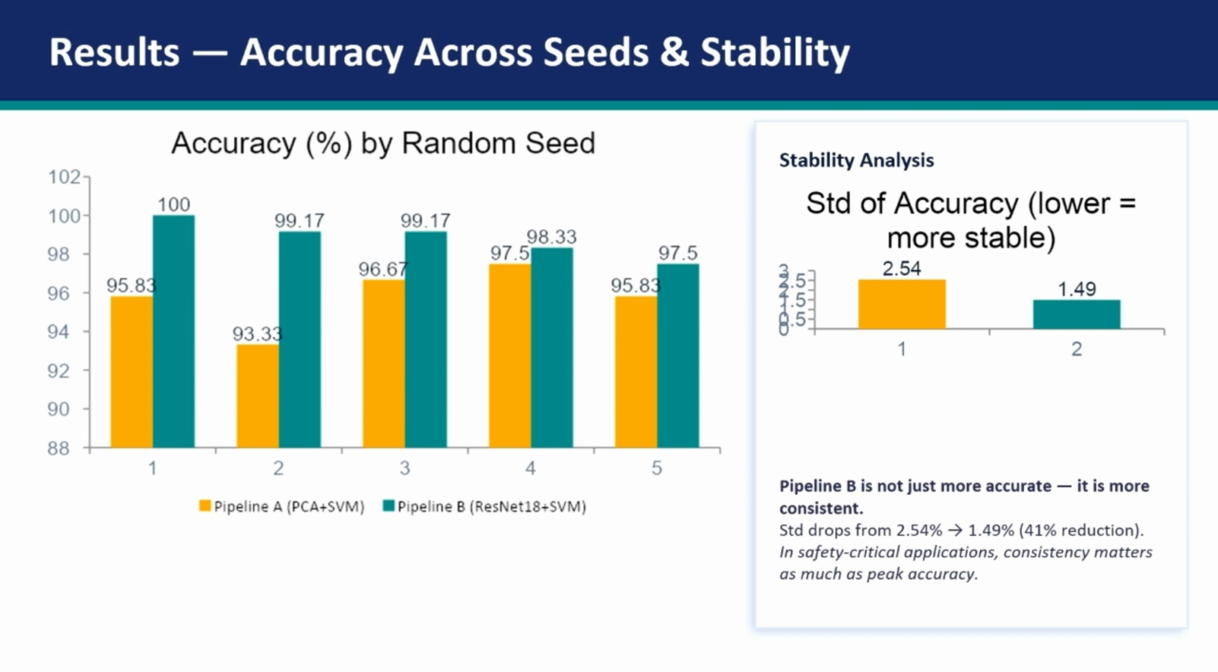Seeds 6, 256, and 789 expose pipeline A's weakness. These seeds have subjects with higher pose and lighting variation in the test set, causing accuracy to drop. Pipeline B remains stable across all of them. Hence, in real-world deployment, consistency is just as important as peak accuracy.